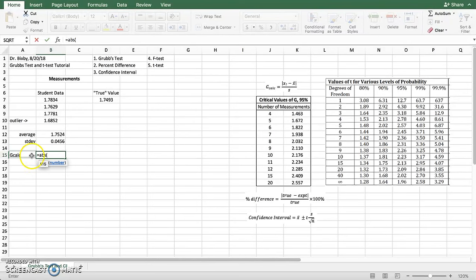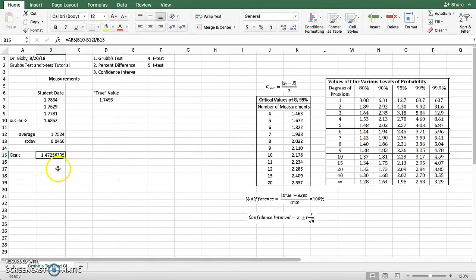So here's a new function. ABS is the absolute value of whatever's inside the parentheses. So I've got my questionable minus my average, and then that whole thing divided by my standard deviation. So my GCalc here is 1.473-ish. Okay, and I'm going to go to my critical values of G at 95% confidence.